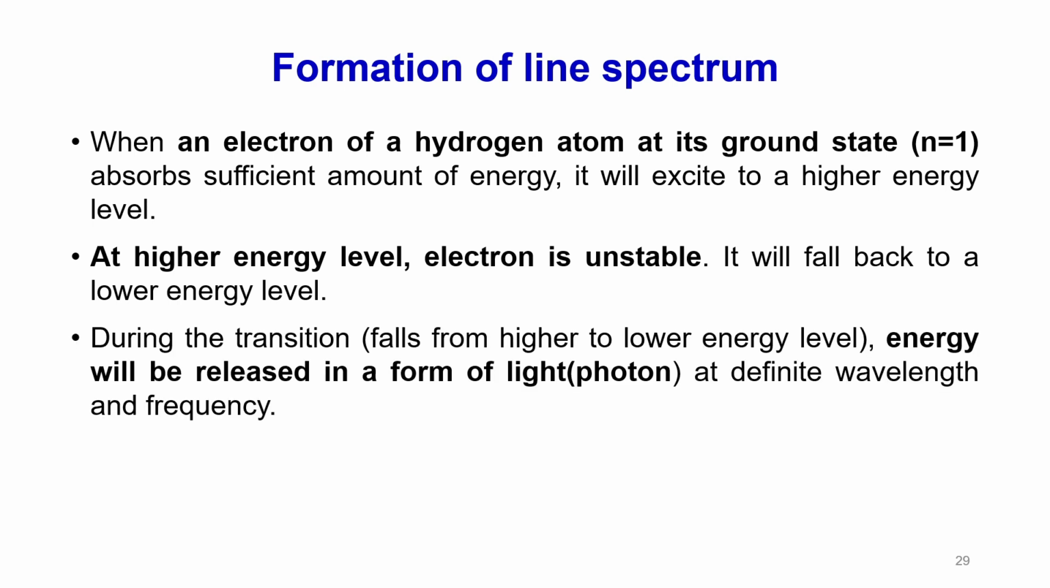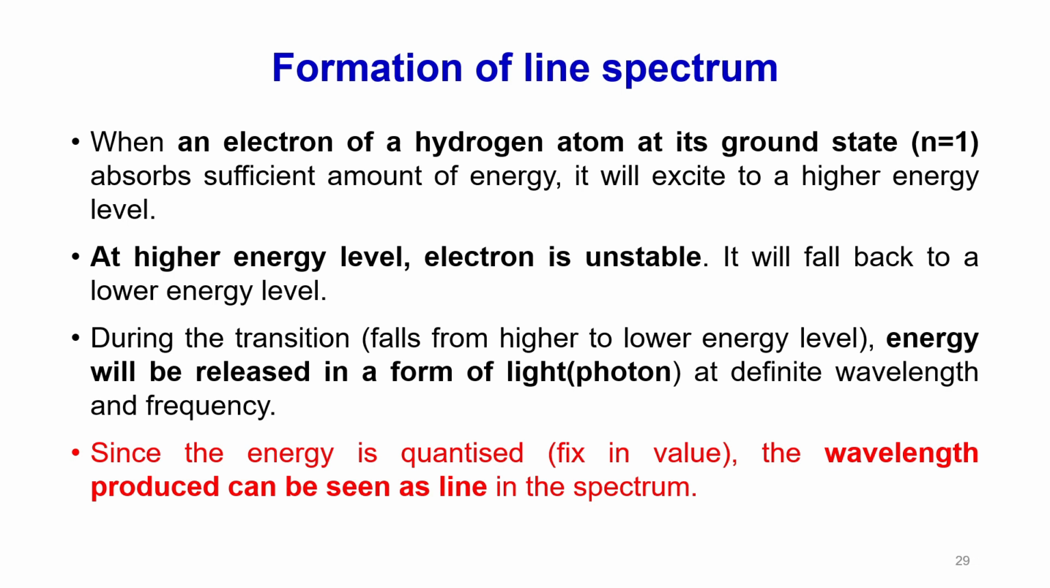So during the transition, semasa peralihan ini, it falls from a higher to a lower energy level. Energy will be released in the form of light, okay, at a definite wavelength and frequency. So since the energy is quantized, fixed in value, the wavelength can be seen as a line in the spectrum. Okay, kita boleh nampak wavelength yang terhasil tadi dalam bentuk spectrum.